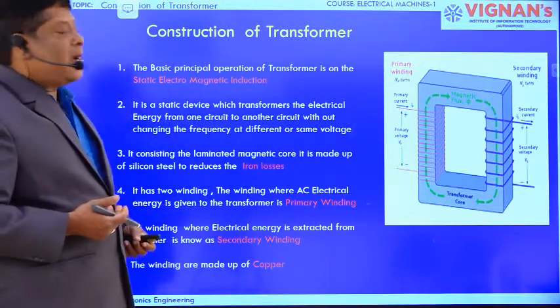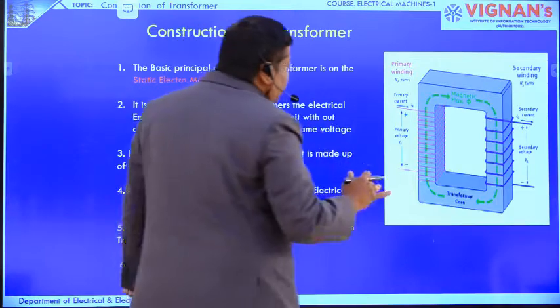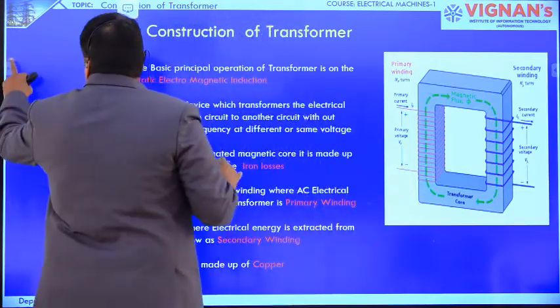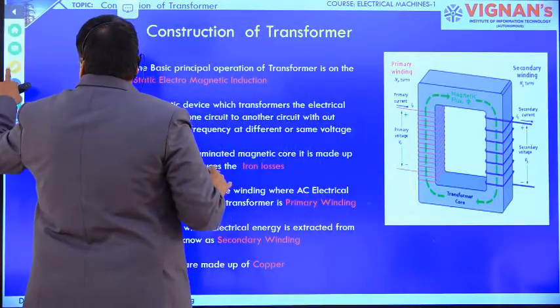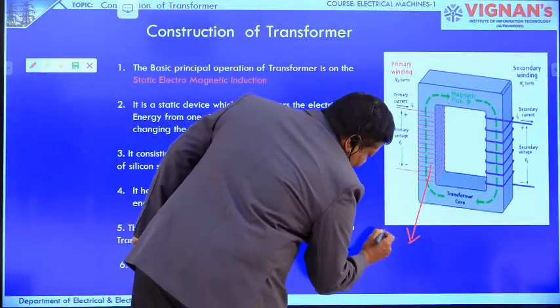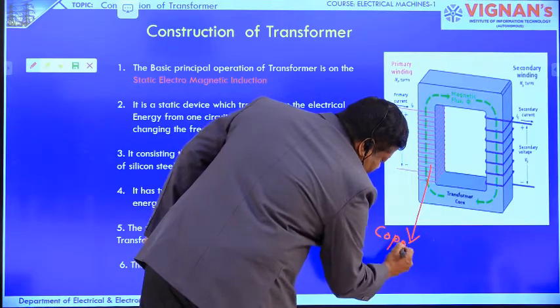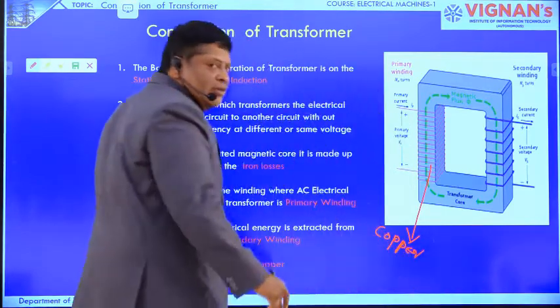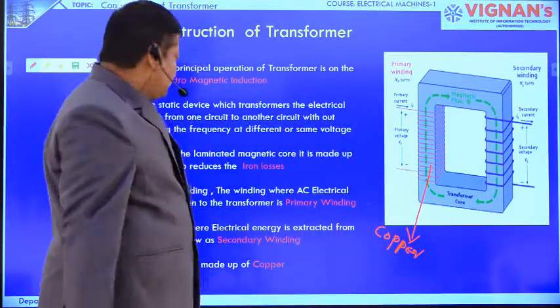The windings are made of copper. Generally, we use copper as the material to manufacture the winding. This is copper, the material. Generally, we use copper only. Right?